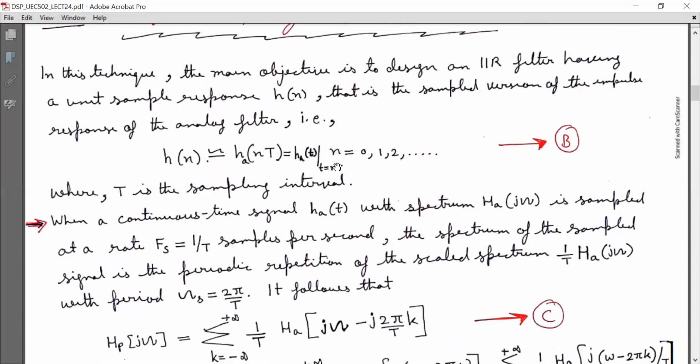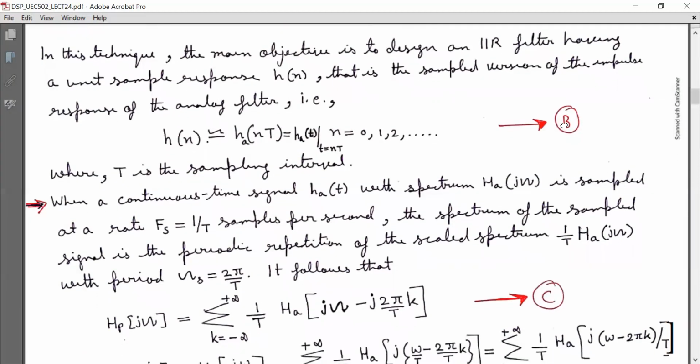In this technique, the main objective is to design an IIR filter having a unit sample response h(n) that is the sampled version of the impulse response of the analog filter, that is h_a(t). h_a(t) is the impulse response of the analog filter in time domain. This is sampled at t equal to nT, where capital T is the sampling interval. So this is going to give you h_a(nT), and I can represent it in discrete form as h(n). So mark it as equation B.